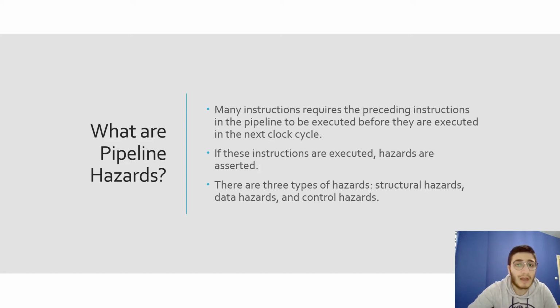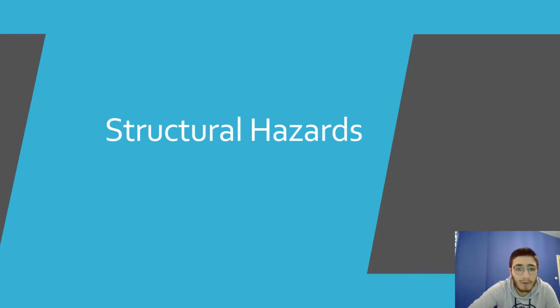So what are pipeline hazards? Hazards are errors that could occur in a MIPS pipeline due to the dependency of some instructions on the previous instructions that are currently being executed. In this presentation, we will tackle three different kinds of hazards: structural hazards, data hazards, and control hazards. In addition, I will provide real-life examples in order to better understand the problem at hand. First, we will start with structural hazards.